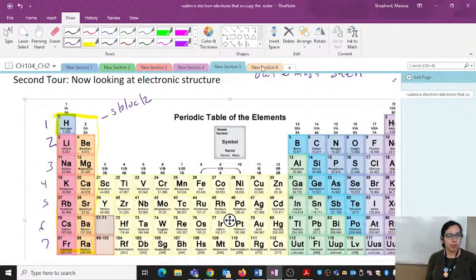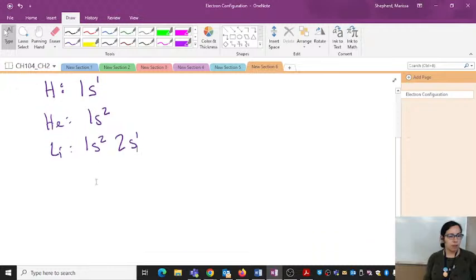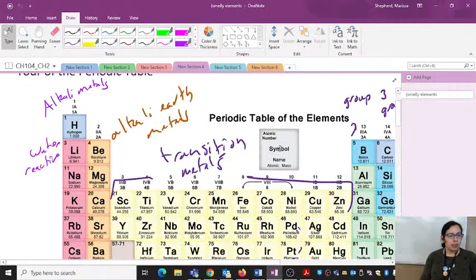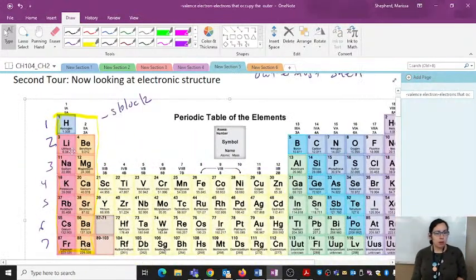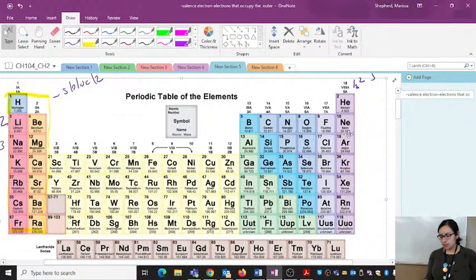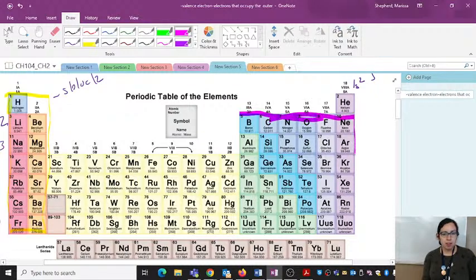Then beryllium, just continuing over. Now 1s2, 2s2. And so now, if we want to go from beryllium to boron, we need to add our next orbitals. So let's highlight all this over here. All these make up our P block now.